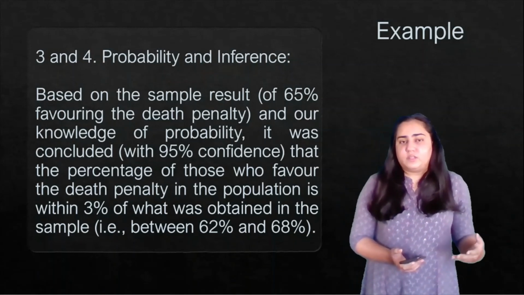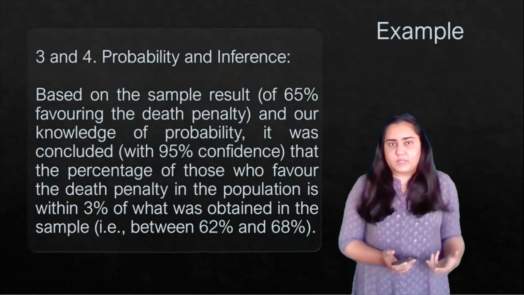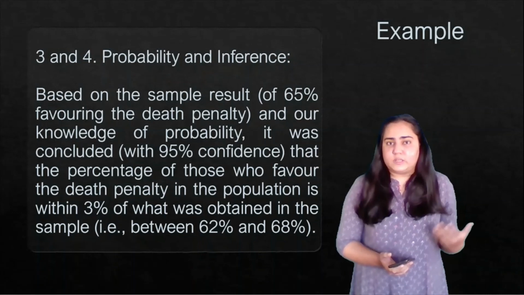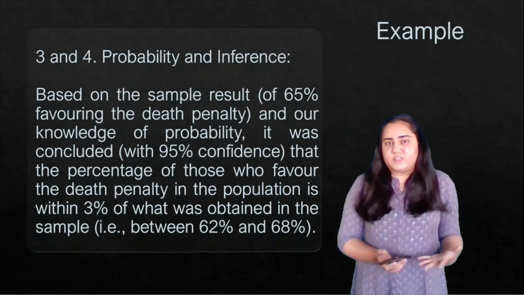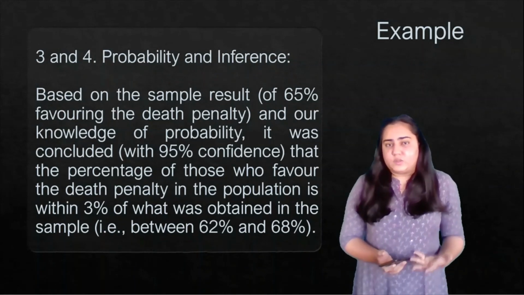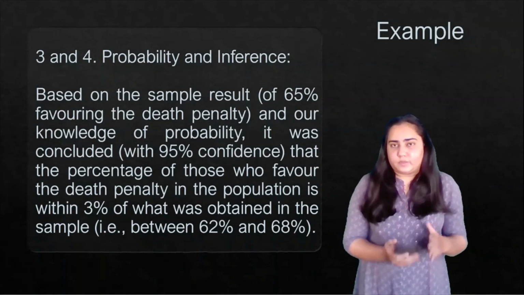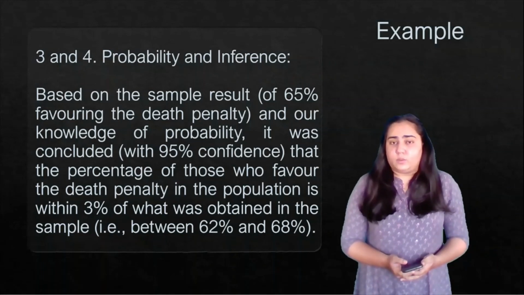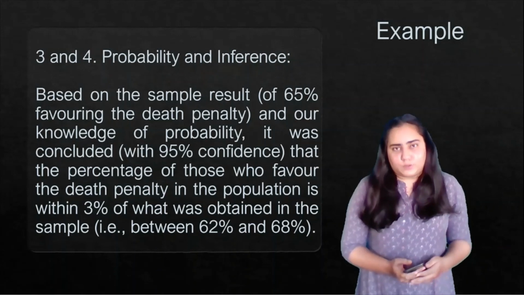And it is written over there that it is within 3%. 3% essentially means that 65 is our result, so 65 minus 3 or plus 3 gives us the range 62 to 68. So that is the range in which you can have this type of conclusion.